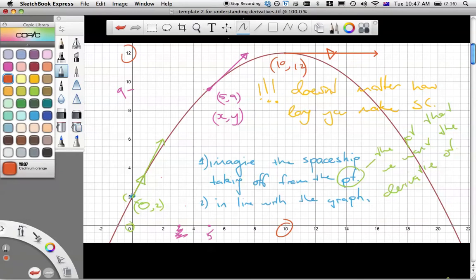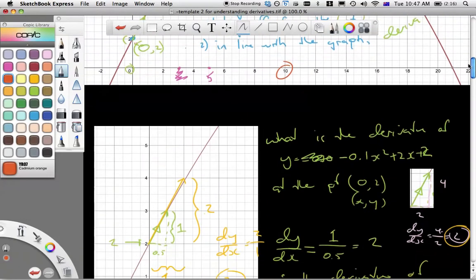So we launched the spaceship from this point, in line with the graph, to find the derivative at 0, 2. We launched the spaceship from 5, 9, in line with the graph, to find the derivative at 5, 9. And we launched the spaceship from the very top of the graph, in line with the graph, from the point 10, 12, to find what the derivative at the point 10, 12 was.